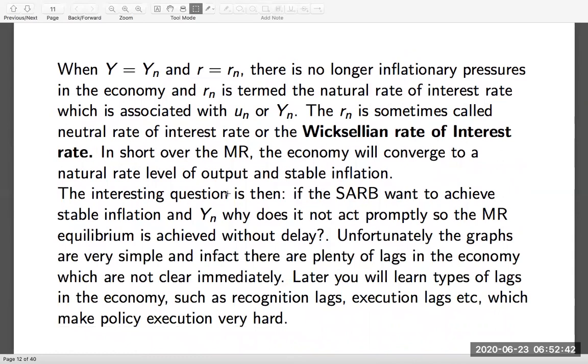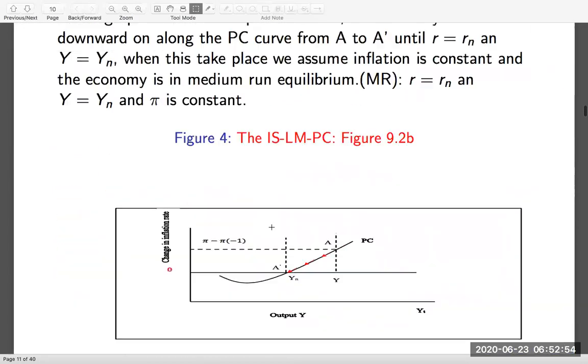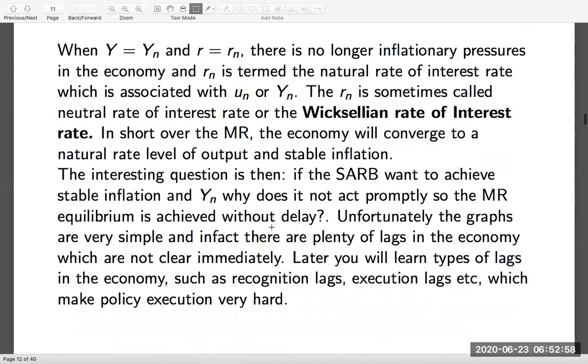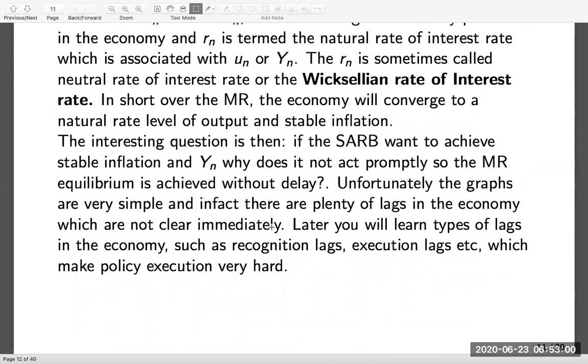The interesting question is then, if the South African Reserve Bank wants to achieve stable inflation and output, why does it not act promptly so that medium run equilibrium is achieved without delays? Instead of waiting until something happens later, if we know this is the case, why can't we just mitigate immediately? Unfortunately, the graphs are very simple, and in fact, there are plenty of lags in the economy which are not clear immediately.